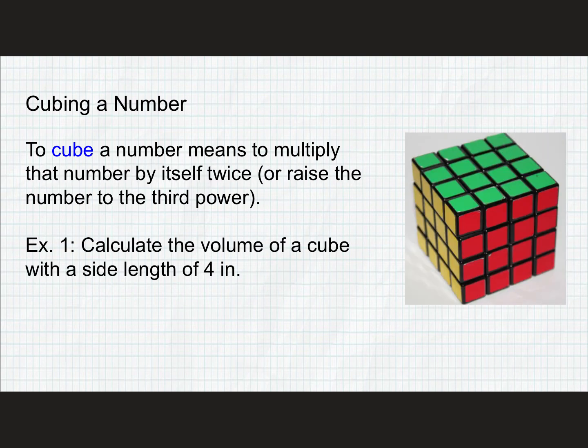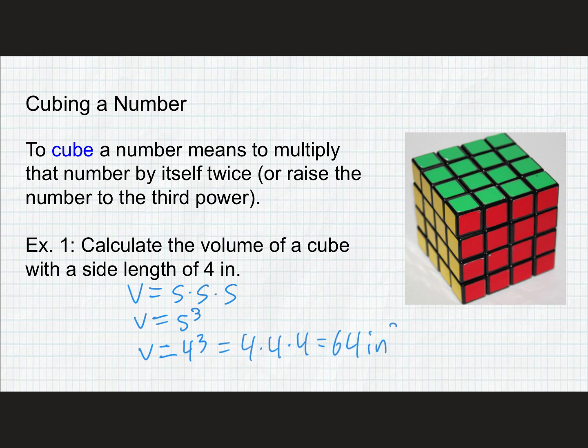Calculate the volume of a cube with a side length of 4 inches. We know that to find the volume of a box, we multiply the length, width, and height. However, for cubes, those three numbers are all the same. So what we really have is V equals S times S times S, where S is the side length. Another way of writing this is V equals S cubed. Since the side length is 4, we have the volume is 4 cubed, or 4 times 4 times 4, which is 64. And since the length is in inches, the volume will be in cubic inches.